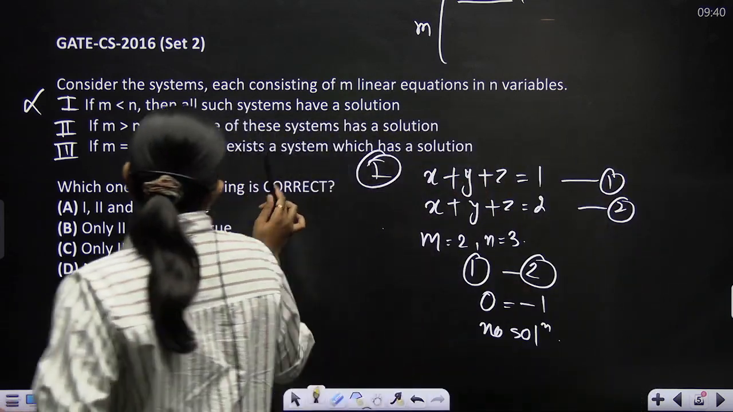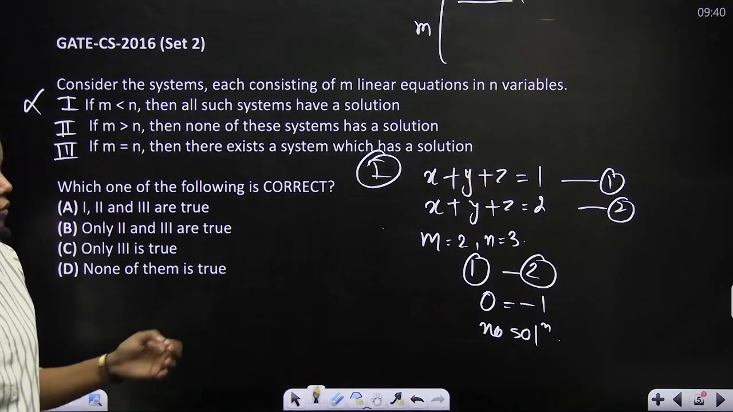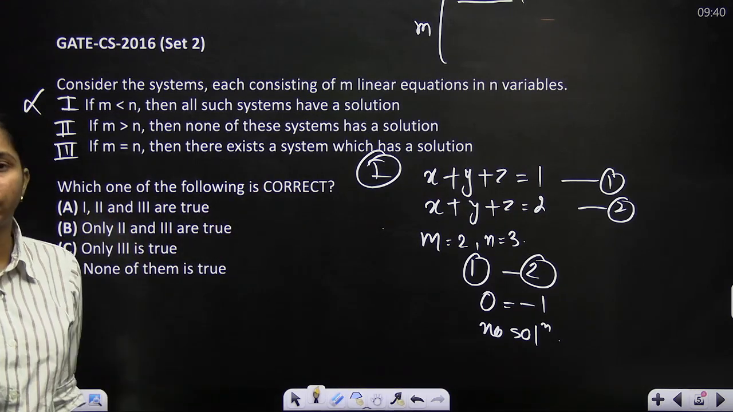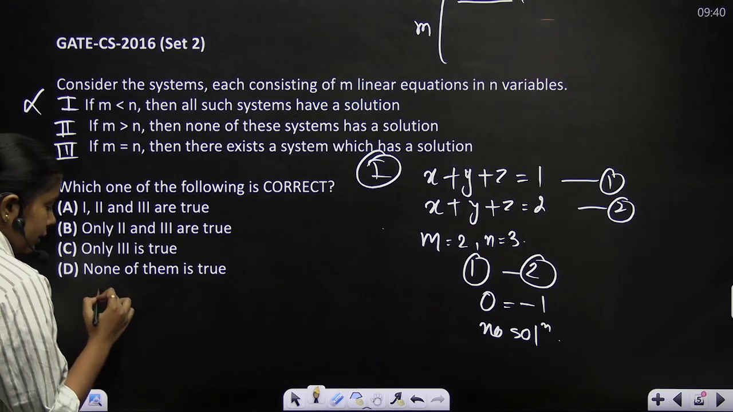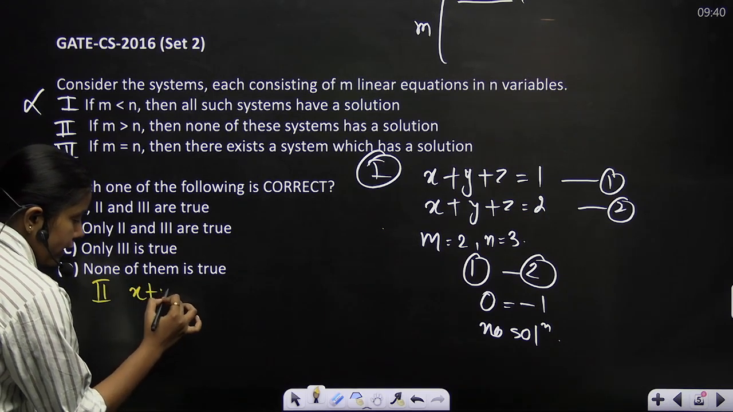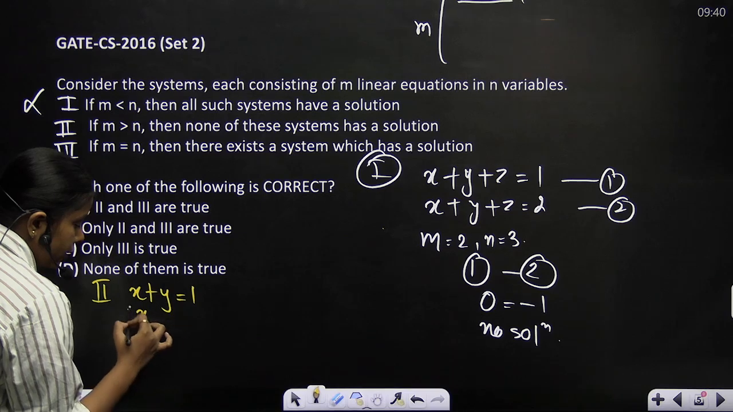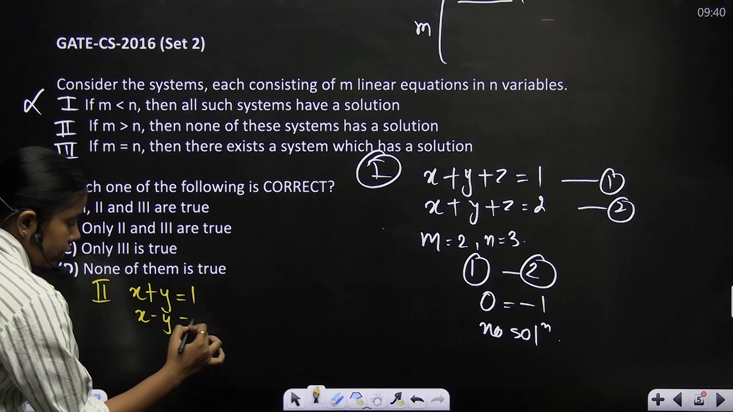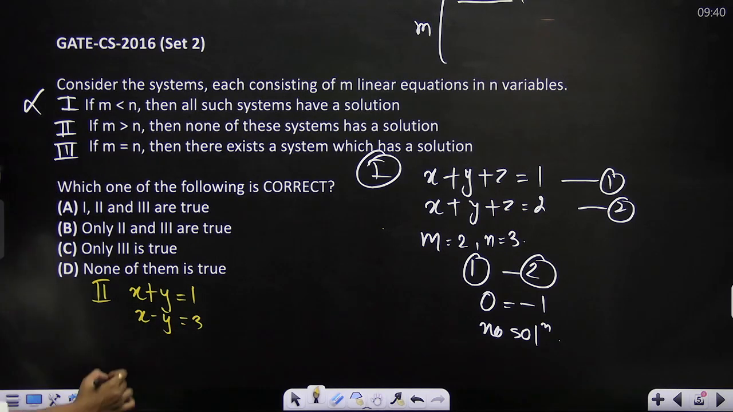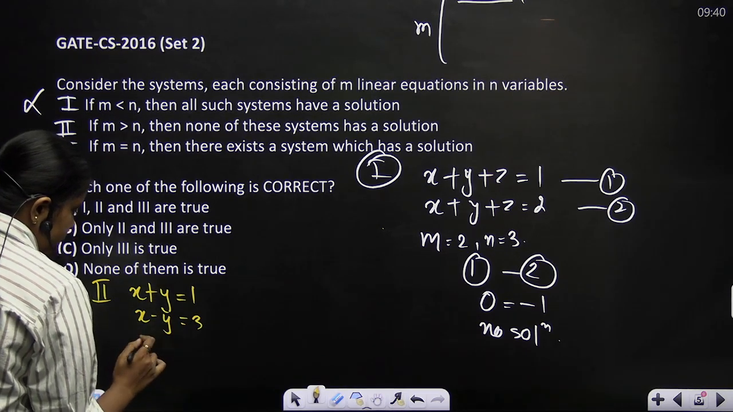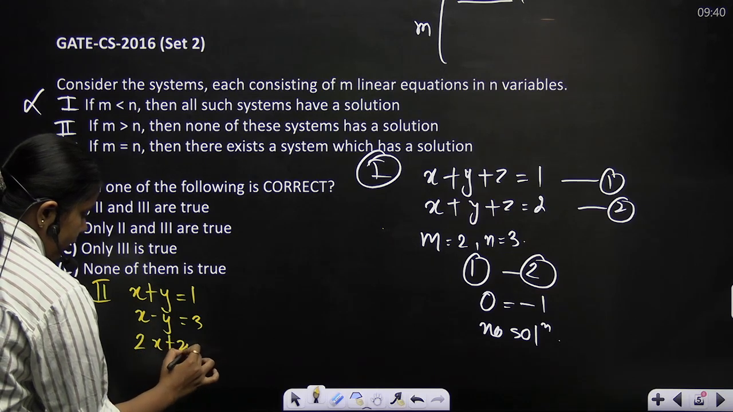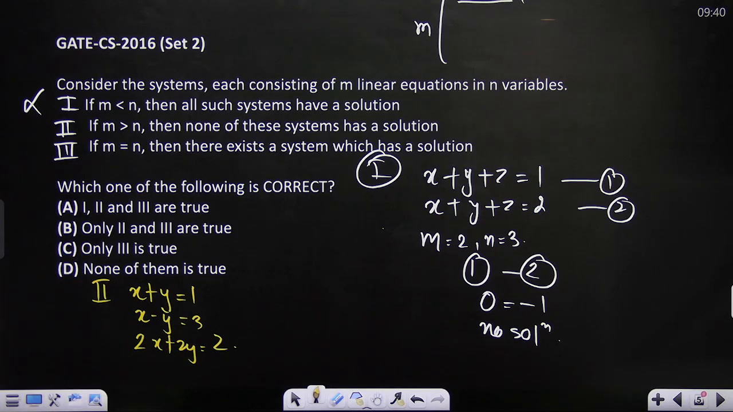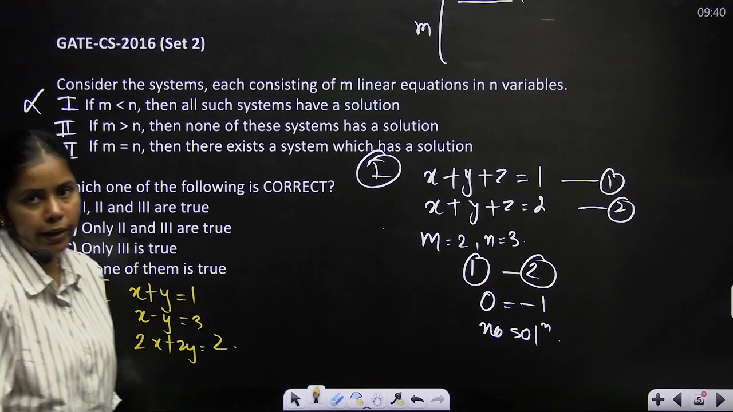If m is greater than n, then none of the systems has a solution. They are saying that if the number of equations is more than the number of variables, none of the systems has a solution. Let's see. Let's try, take anything. x plus y is equal to 1 and, let's say, x minus y is equal to 3, and take 2x plus 2y is equal to 2. Now if you try to solve it, we have 3 equations, 2 variables.